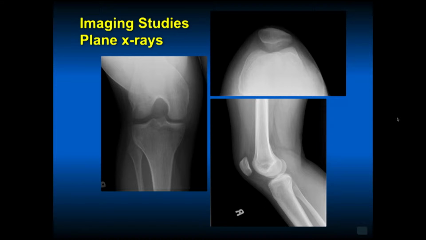These are her initial x-rays. What you can see is she has swelling in her knee. The suprapatellar pouch is full, so she has a hemarthrosis. No bony abnormalities. It doesn't look like the patella is tilted outward. There are no radiopaque loose bodies.